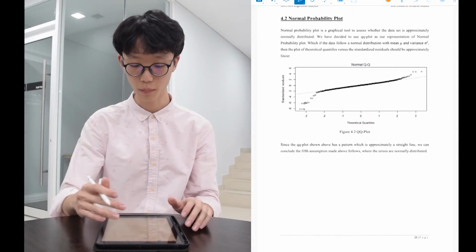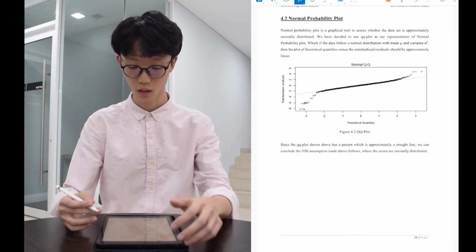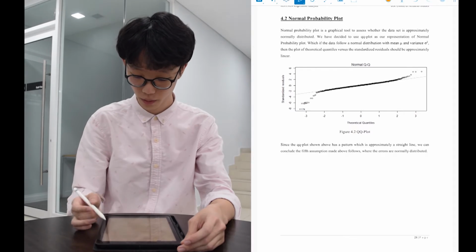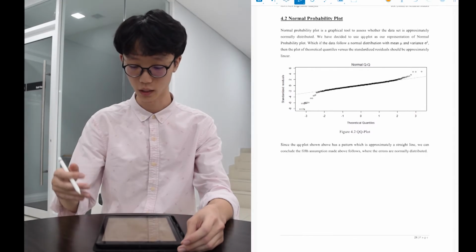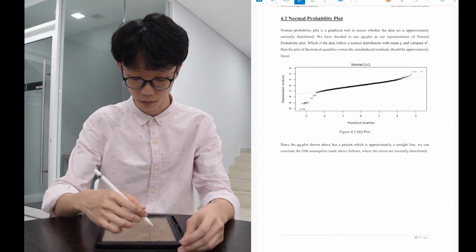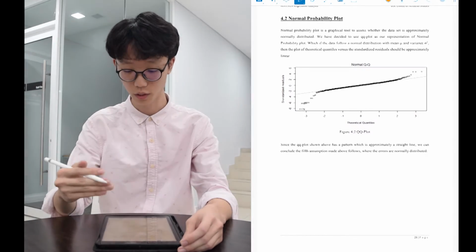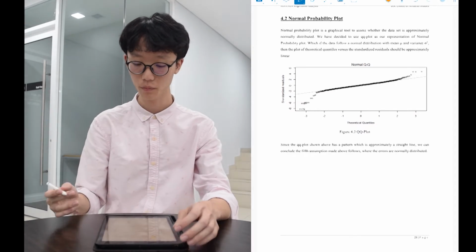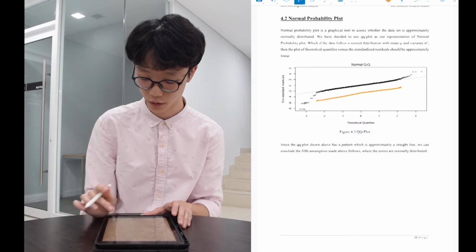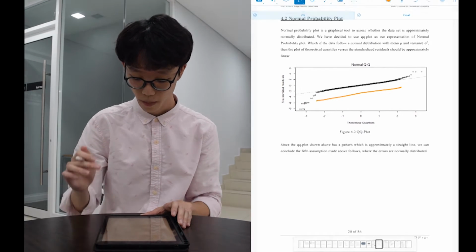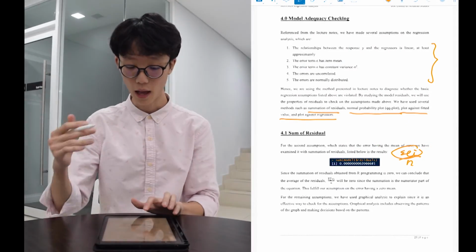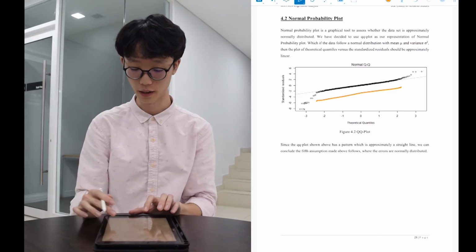I will now proceed to normal probability plot, QQ plot. As mentioned in our report, if the data follows a normal distribution of mean mu and variance sigma squared, the plot of theoretical quantile versus the standardized residual should be approximately linear. As you can see in the graph, since this is approximately a straight line, we conclude that the fifth assumption, that the errors are normally distributed, is valid.